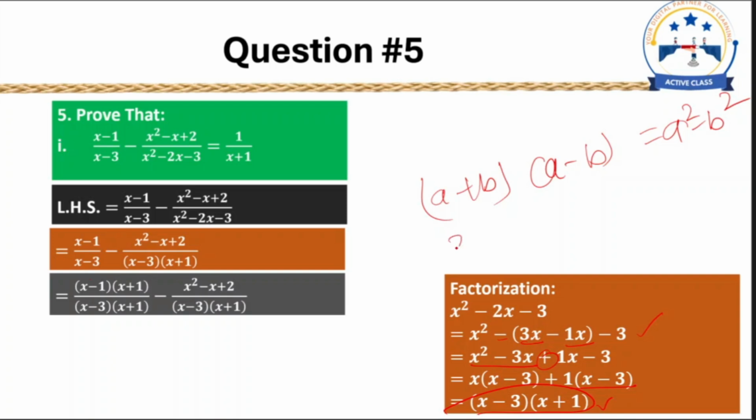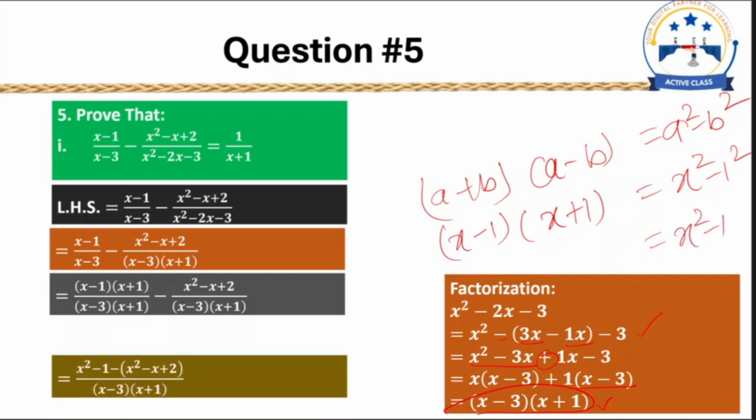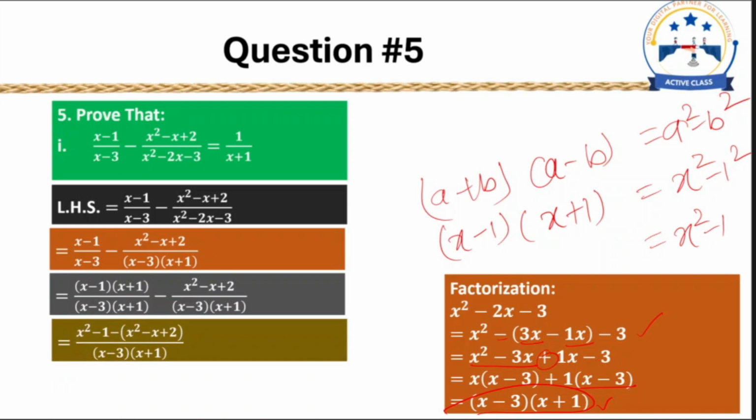Likewise, if you are given x minus 1, x plus 1, isn't it x squared minus 1 squared? Means 1 squared is 1 itself, so I can write x squared minus 1 in place of x minus 1, x plus 1. And the second one remains the same. But make sure that you keep it in a bracket, or you multiply inside each sign with this minus and write the final answer, okay? Let's open the bracket.